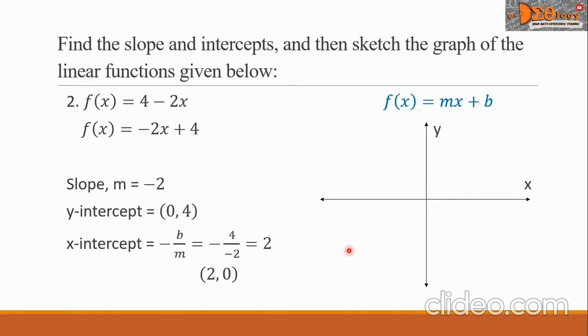To sketch the graph, let us first show the x and y axes, and then let us identify the 4 on the y-axis and the 2 on the x-axis. Then let us draw first the y-intercept, that is the point, and the x-intercept (2, 0), that is the point. And then we simply connect these two points, and this is now the line of the function 4 minus 2x. This is our final answer.